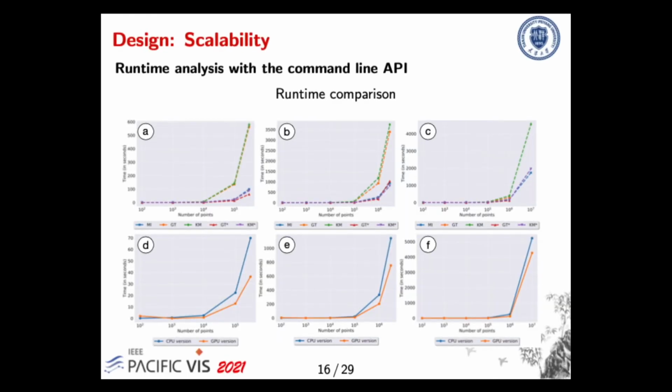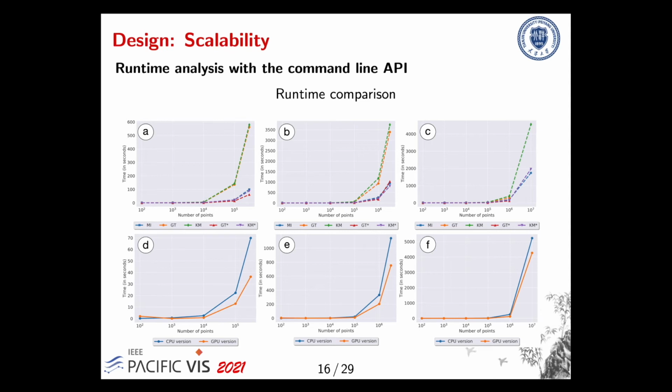These plots show the runtime comparison. Each column is a different dataset. The first row shows the CPU runtime of the 3 different large point cloud datasets. The blue line shows the runtime of our framework. The orange and green lines are the original implementation of Giotto TDA and Kepler Mapper, and the red and purple lines are the speed-up versions of them respectively.